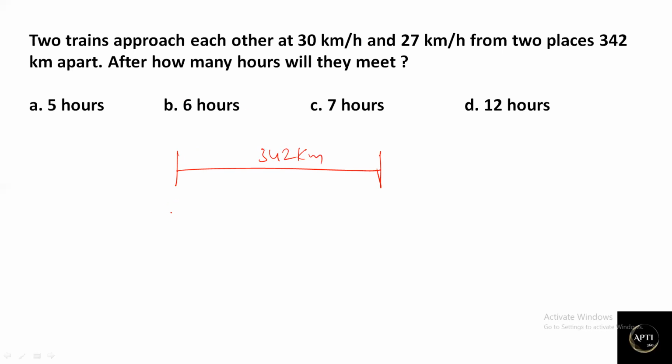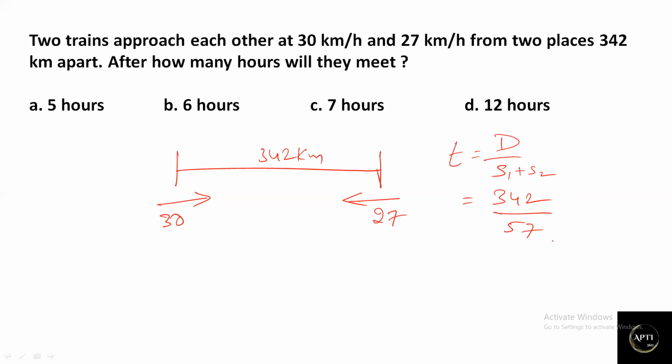Approach each other means both are moving in opposite direction or same direction? Approach each other means opposite direction. So first train with 30 kilometer per hour, second train with 27 kilometer per hour. After how many hours will they meet means time we need to calculate: distance by speed. Here it is relative speed. Both are in opposite directions, so S1 plus S2. So 30 plus 27 is equal to 57.